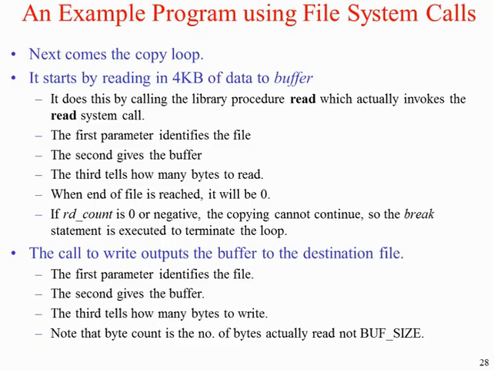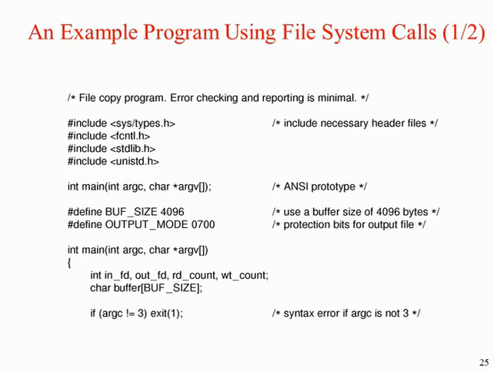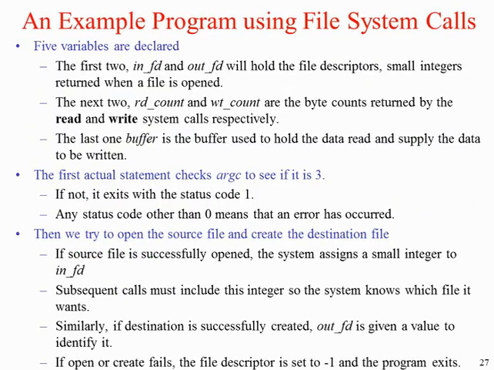Next thing that will happen is the copying of the content. The copying will happen by reading 4 KB at a time, because the buffer size is 4096. So this means that when the file is being read from the source file, only 4 KB at a time will be read and stored inside this variable called buffer.